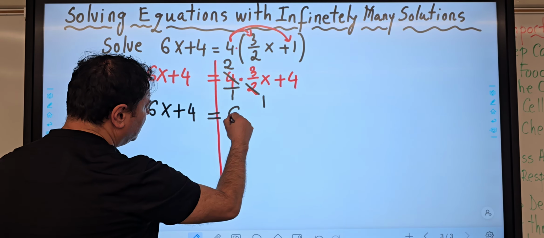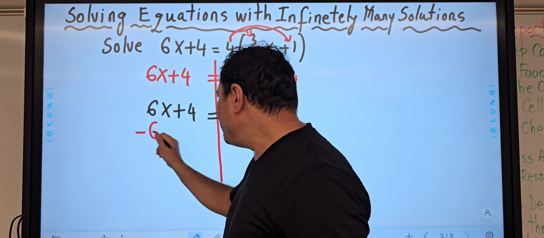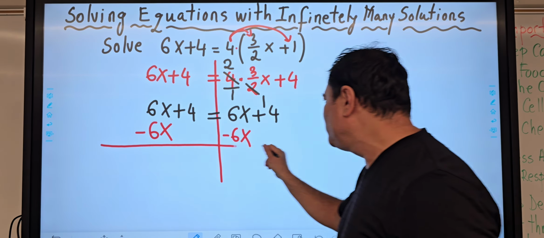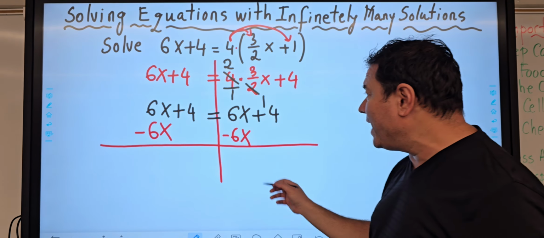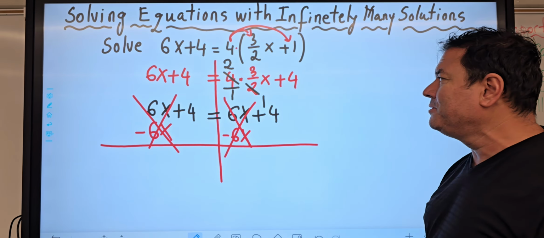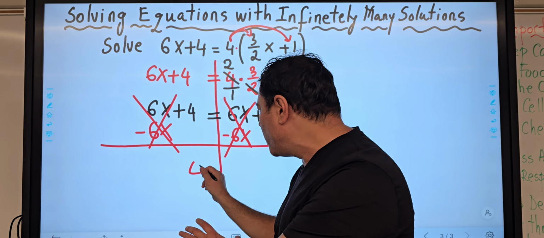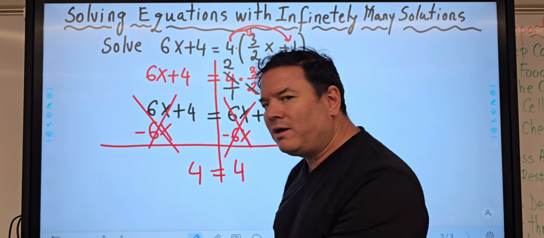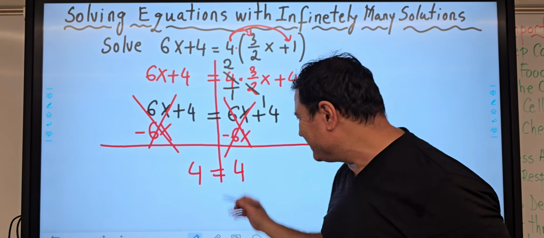And now we have to come up with a decision here. Again, we have variables on both sides. 6x on this side of the equation and 6x on the other side of the equation. They are the same. So again, we only have an option to subtract 6x on both sides. Remember, whatever you do to one side, you have to do it to the other side of the equation. And if you do that, 6x and negative 6x cancels out, 6x and negative 6x cancels out, and we are left over with 4 equals 4. Is this a true statement? Yes, it is. 4 equals 4.